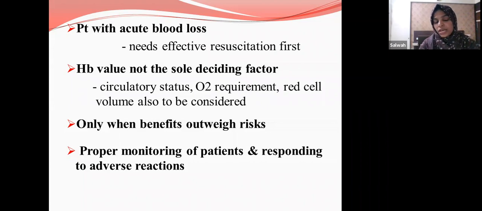And blood transfusion has to be started only when benefits outweigh the risk. And during transfusion, proper monitoring of the patient is very essential, and we have to respond in a timely manner to the adverse reactions.